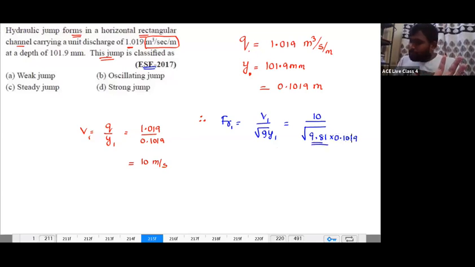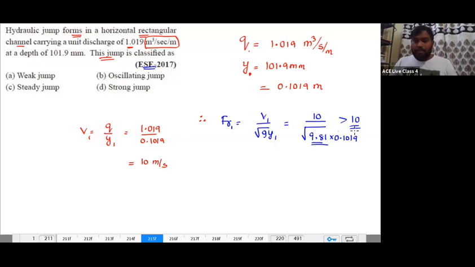Root of 9.81 into 0.1. What is 0.1 into 9.81? It is nothing but 0.981. Yes or no? 0.981 is less than 1 or not? So obviously this value is going to be more than 10. Will you accept or not? This value is going to be definitely more than 10. Why, sir? Now you see, 9.81 into 0.1019, if I solve, that is going to be 0.999 and the root is going to be 0.999.